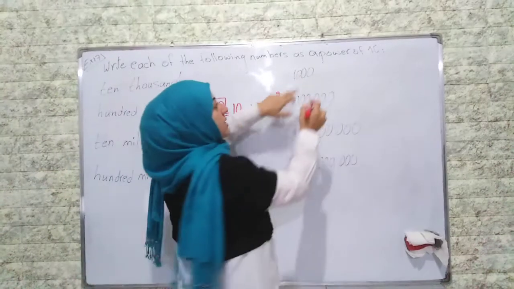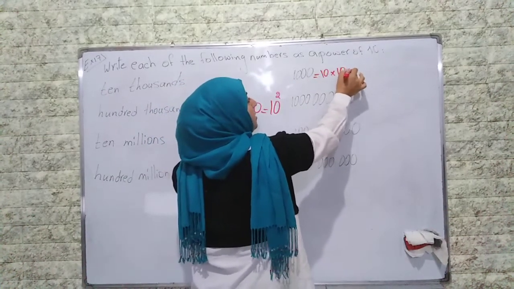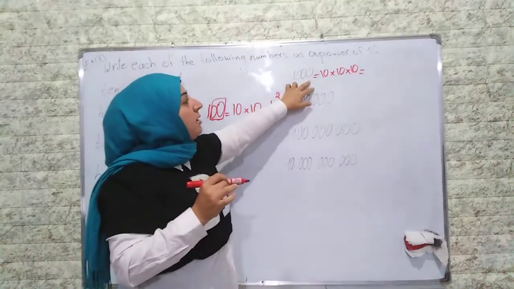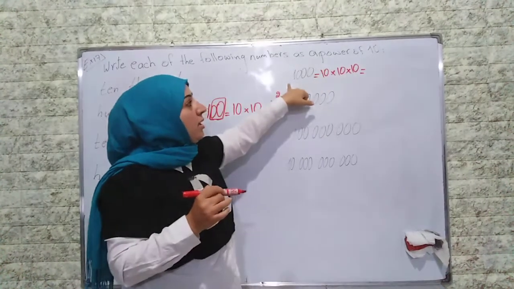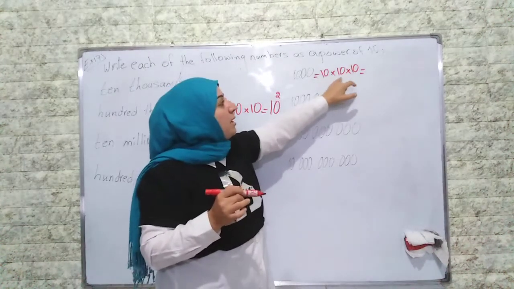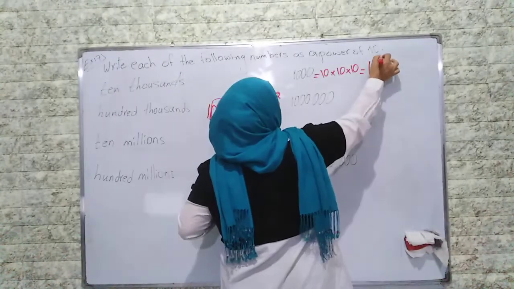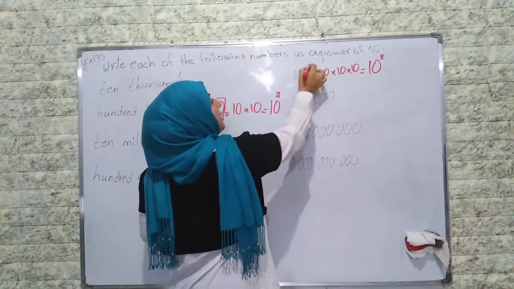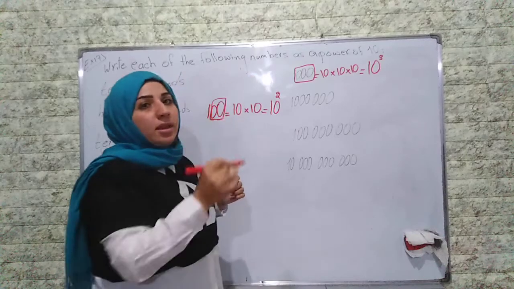Here, 1,000. It's 10 times 10 times 10. Right? Since when we multiply by 10, I multiply the digits here, 1 times 1 times 1, which is 1, and I have to add the 3 zeros. Okay? 10 multiplied by itself 3 times, so I write 10 to the power 3. In other words, I can count how many zeros there are: 3 zeros, so I can write 10 to the power 3.